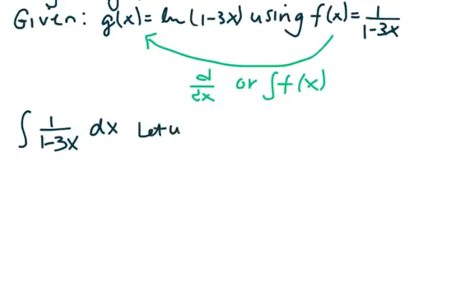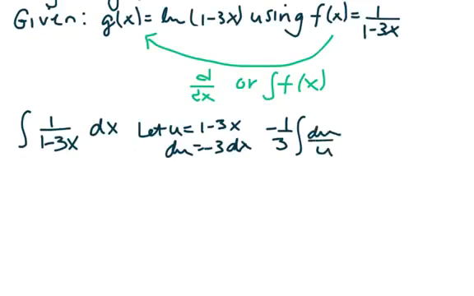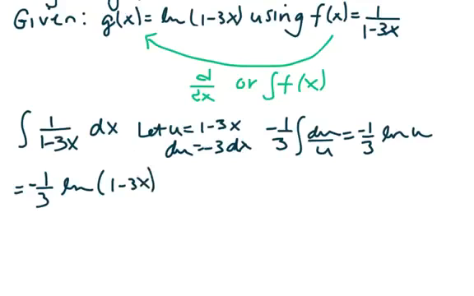So use substitution, and you get the integral of minus 1/3 du over u. And that's just simply minus 1/3 ln of u, and then back substitute, and you see that you get something that looks like g of x, except it's a multiple of it. In fact, the integral of f of x is equal to negative 1/3 times g of x.